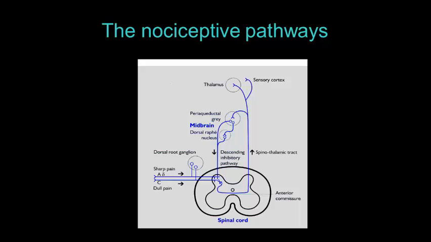And when you're looking at things like tricyclics, they're actually increasing the descending inhibition pathway. Anticonvulsants or neuromodulators are decreasing the transmission along any of the nerves.